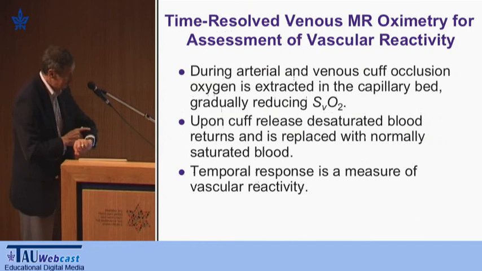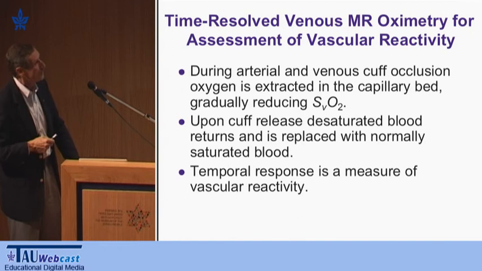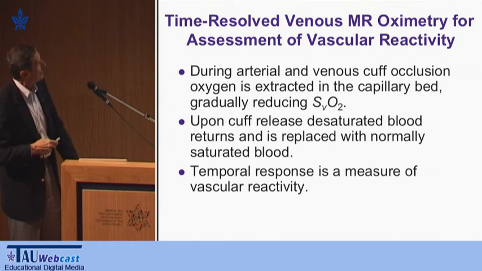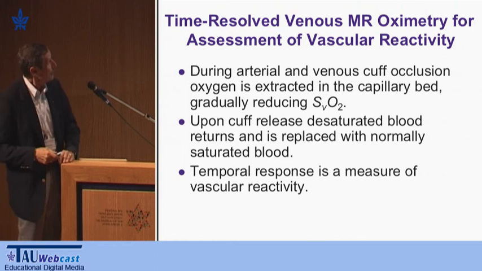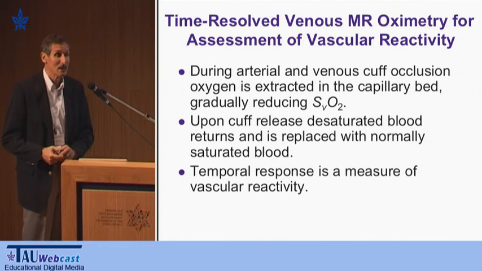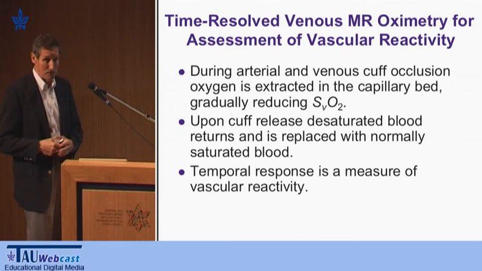Finally, we can do other things with this technology, such as time-resolved venous oximetry as a means to assess vascular reactivity. Now, one possible experiment: during arterial and venous cuff occlusion, we apply a cuff to the thigh, and of course, if we do this for 3 or 5 minutes, and we actually occlude both the femoral artery and the femoral vein, oxygen keeps on being extracted, and you would expect the oxygen saturation to go down to maybe 30%, even sometimes less than that.